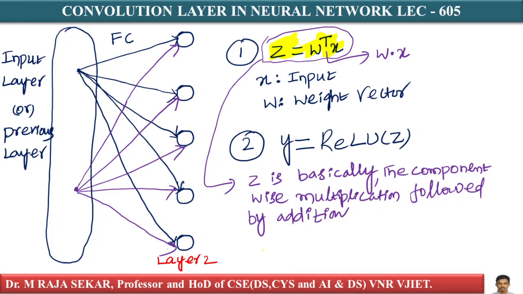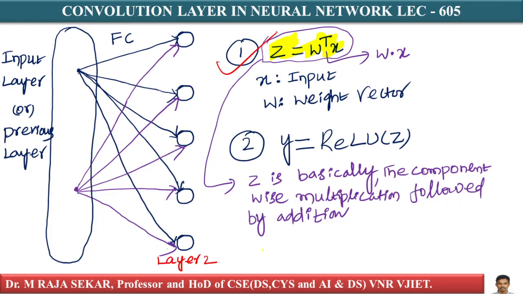Just see what we do in a multi-layer perceptron. Let me compare the convolutional neural network with the MLP, the multi-layer perceptron. The first step is we calculate W transpose X. Just try to recall, Z equals W transpose X, which is the dot product. W transpose X is basically W dot X. Second, we take ReLU.